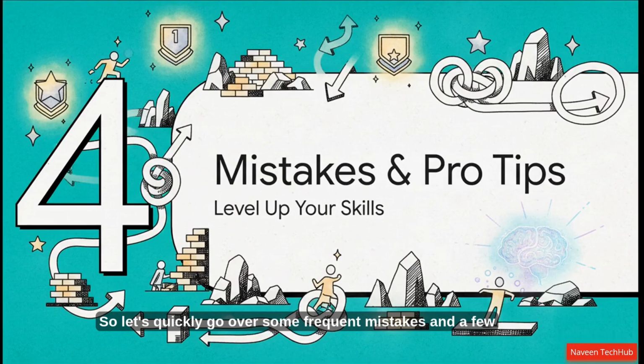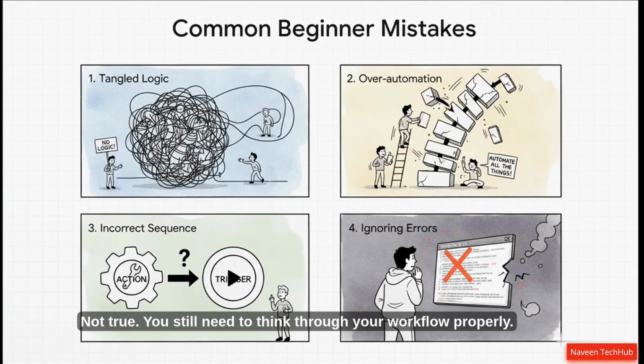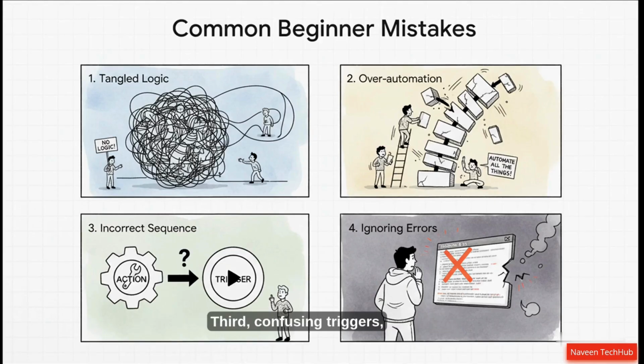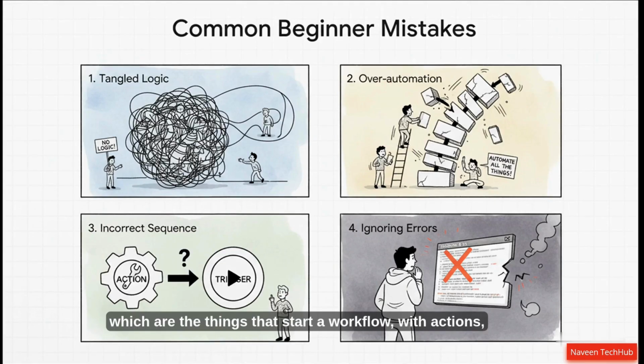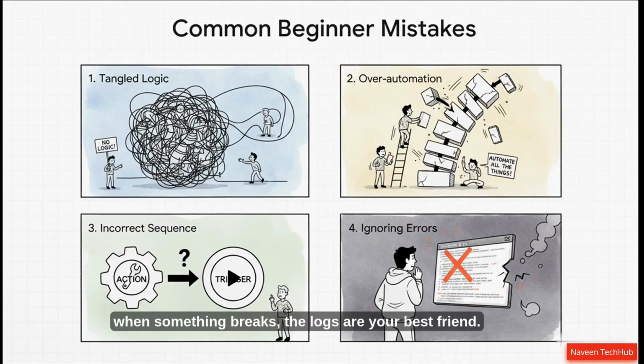Okay, as you start your building journey, you're bound to run into a few common hurdles. So let's quickly go over some frequent mistakes and a few pro tips that will help you level up your skills much faster. Here are the 4 big ones I see all the time. First, thinking that no code means no logic. Not true. You still need to think through your workflow properly. Second, trying to automate a huge, complicated process all in one go. Please, start small and then build up from there. Third, confusing triggers, which are the things that start a workflow, with actions, which are the things that do the work. And finally, ignoring those execution logs.